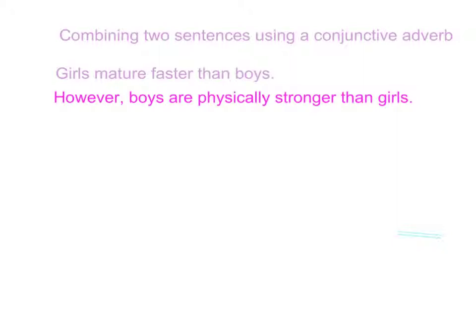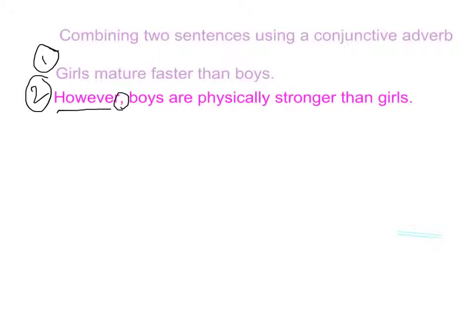Here we will combine two sentences using a conjunctive adverb. We have our first sentence, girls mature faster than boys. That's one complete sentence. Then we have a second sentence, however, boys are physically stronger than girls. This sentence starts out with our conjunctive adverb, and after the conjunctive adverb, notice how we have included a comma.